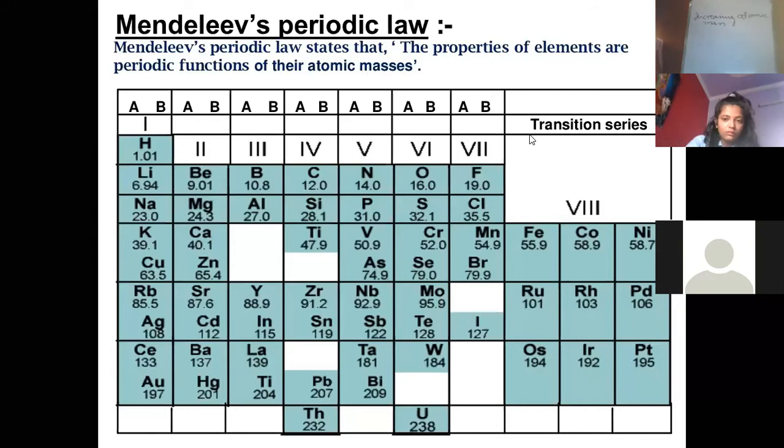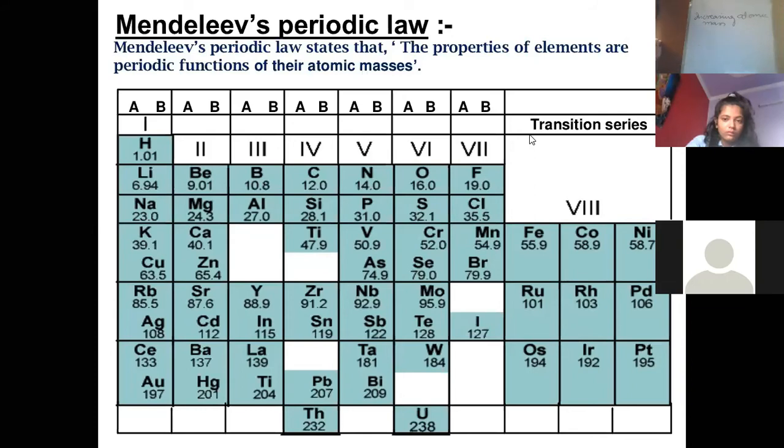What he laid importance on was that elements with similar chemical properties must be placed in the same vertical column, which he called a group. Elements with similar chemical properties must be arranged in the same group, while elements with dissimilar properties must be arranged separately.